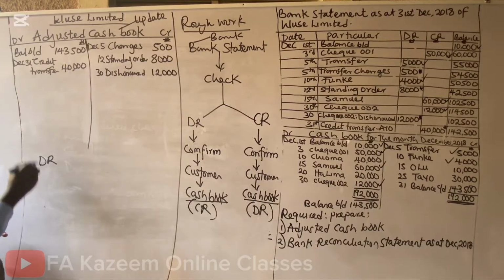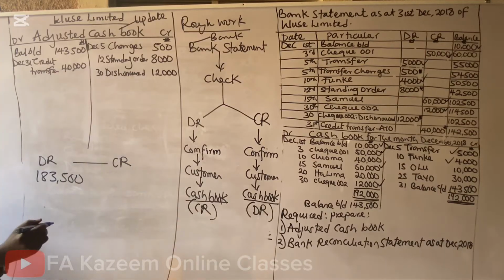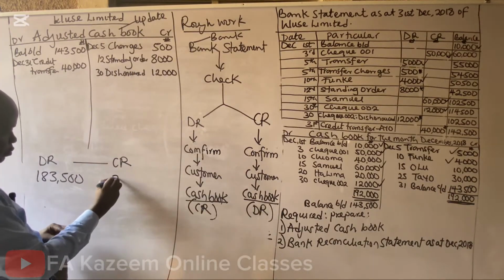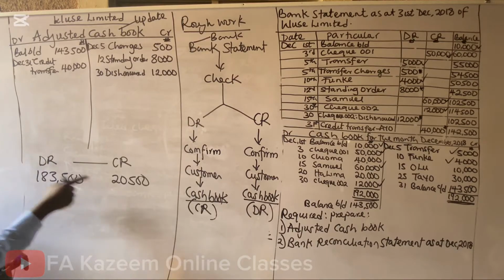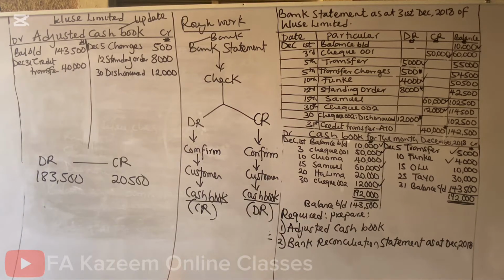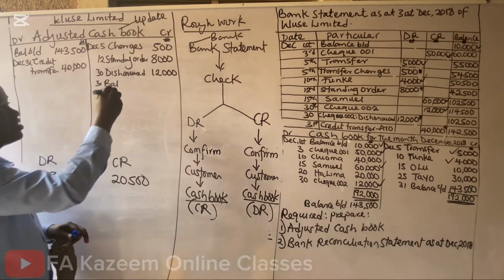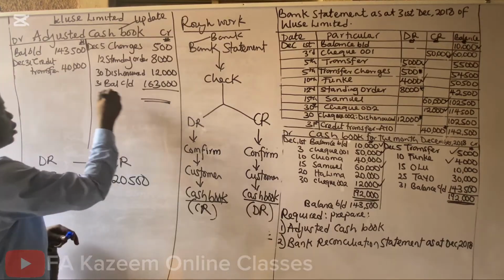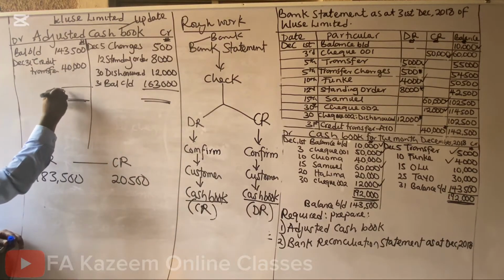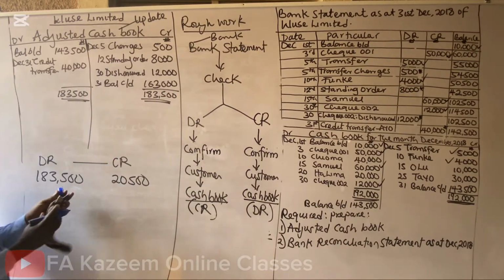After that, we close this adjusted cash book by adding the debit side. Let's balance the cash book. This is 183,500. Let's balance the credit side too. This is 20,500. Please, calculator, help us to minus 183,500 minus 20,500. What do you have? 163,000. Thank you. Account close. Let's add it together. 183,500. 183,500. That is solution one.